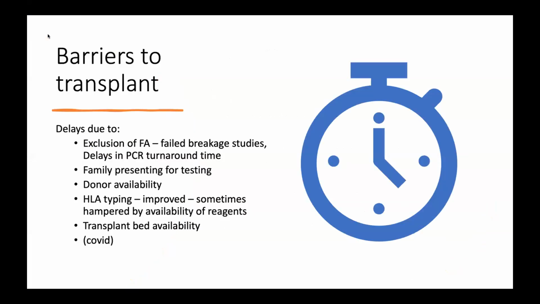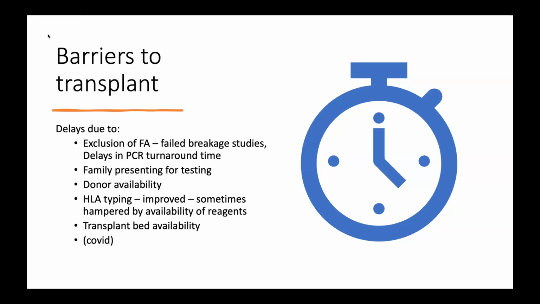Having had experience both as somebody referring to Red Cross and now being at Red Cross, I think I can speak to some of the greater barriers to transplant. And these include exclusion of Fanconi's anemia, difficulties with lab turnaround times, breakage studies, also difficulties in terms of getting the family to present for testing and donor availability, even when there may be a donor on the registries. In terms of HLA typing, our turnaround times have definitely improved, but this is still hampered by the availability of reagents from time to time.